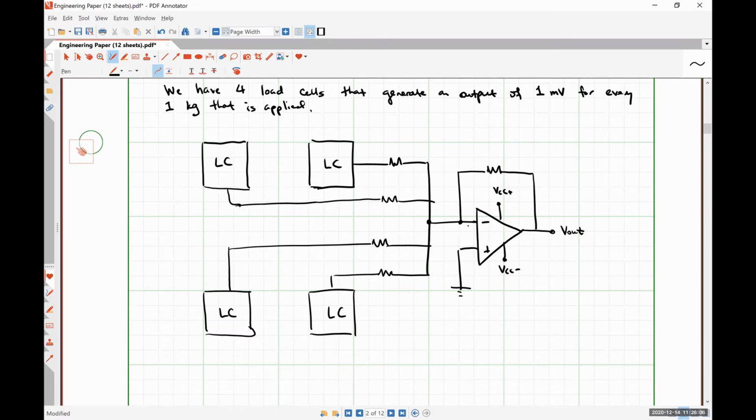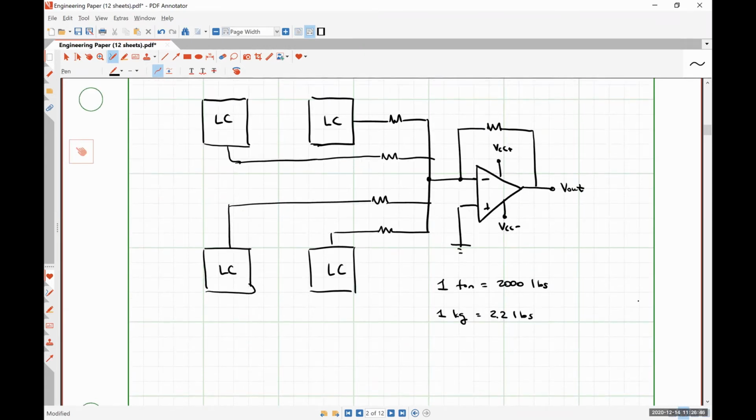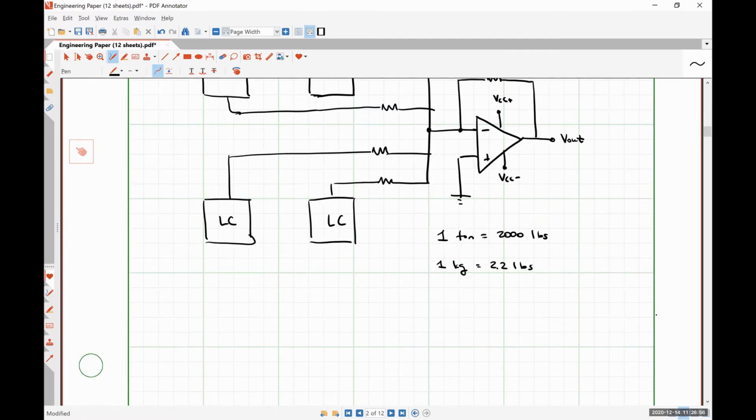Let's design a system to where our output voltage is the number of imperial tons that a vehicle weighs. Okay, so 1 ton is 2,000 pounds, right? And 1 kilogram is 2.2 pounds. We know, assuming all of our resistors on the input side are the same, so that each one scales linearly, or each one provides the same amount of weighting to the output.